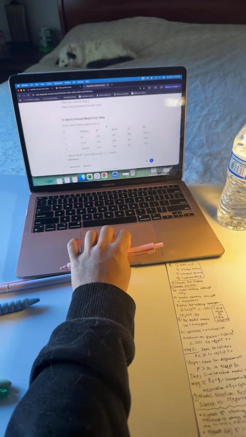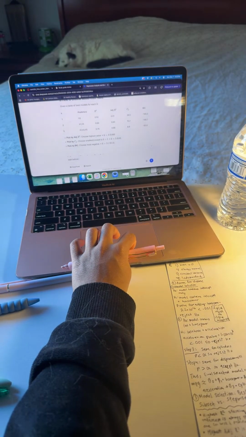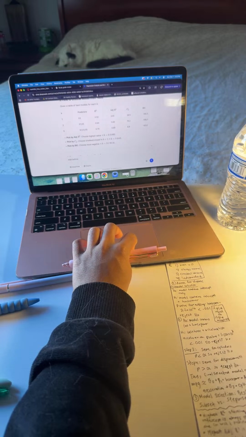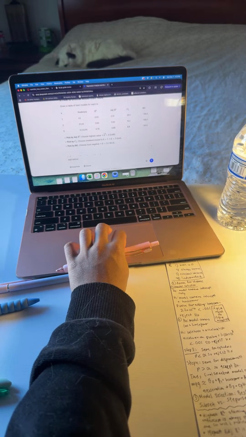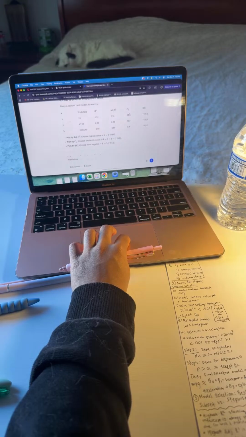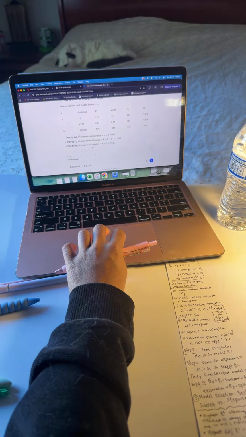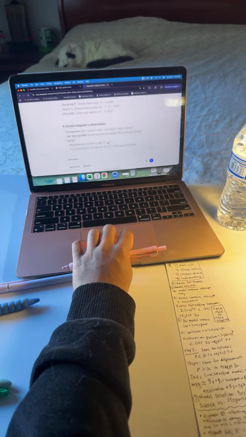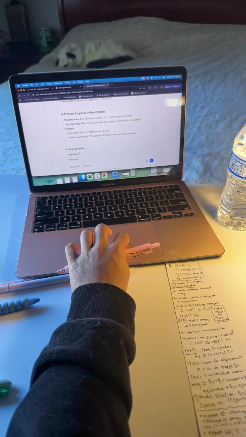How to choose model from the table. Choose highest value tables below. Well, I just did that. Okay, CPU. Yep, number 3. PLC. Yep, 2. Got it.